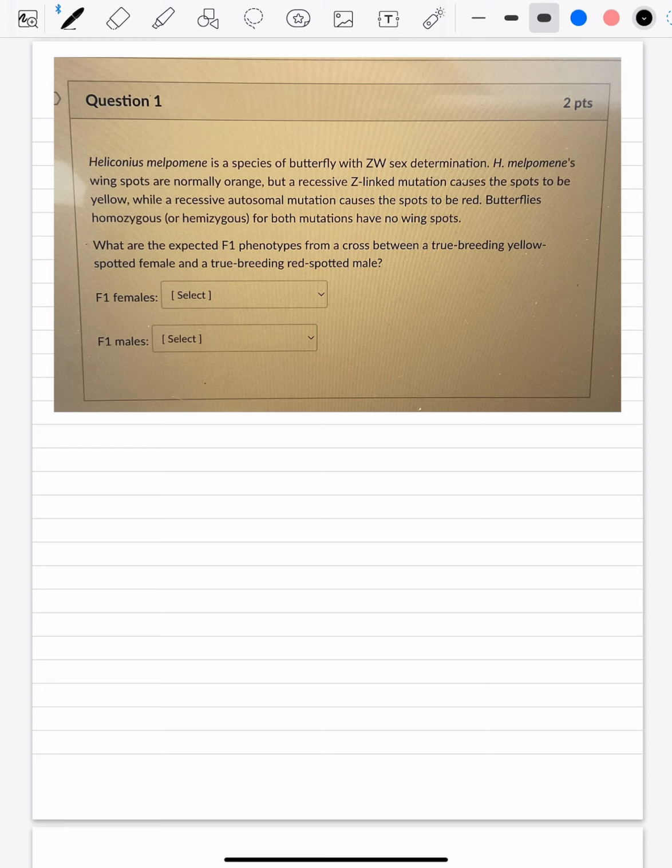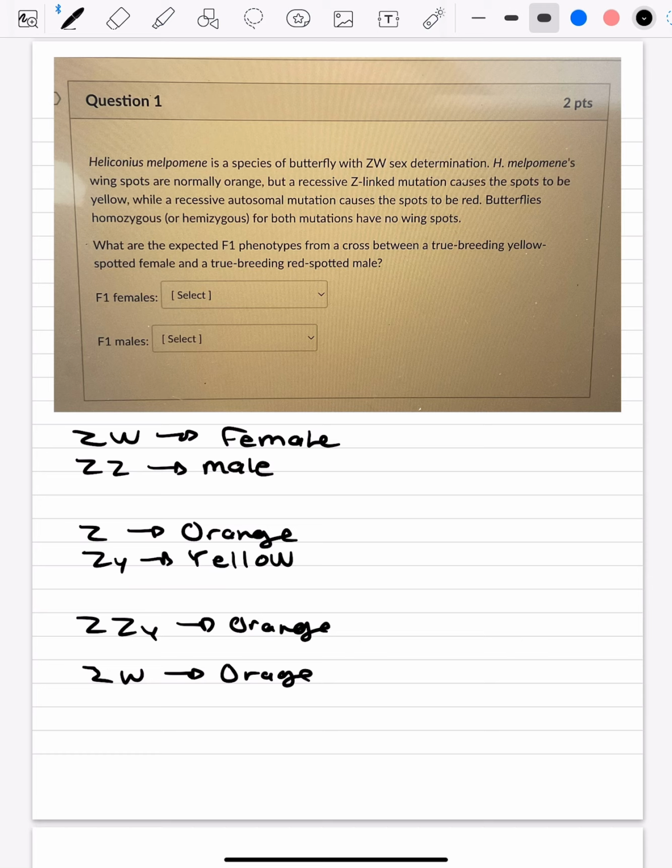If we had a female, on the other hand, that had ZW, she would likewise produce an orange color, because she has an allele on the Z chromosome that will produce an orange pigment. If she had Z^Y W, she'll produce yellow spots, because she only has one Z chromosome.